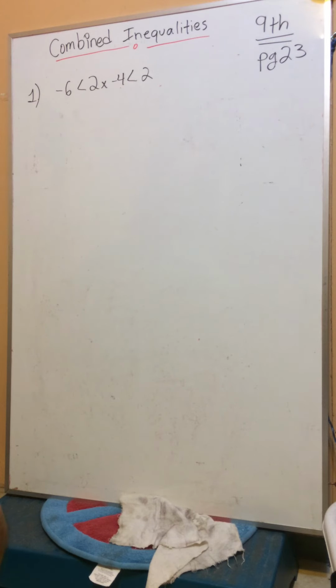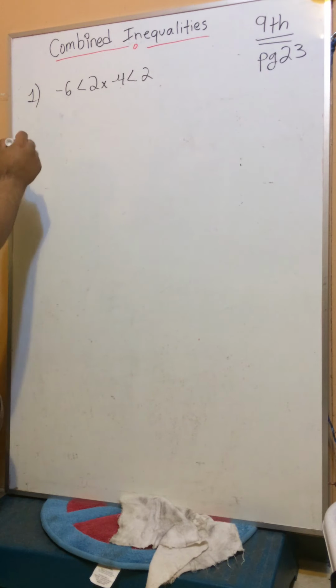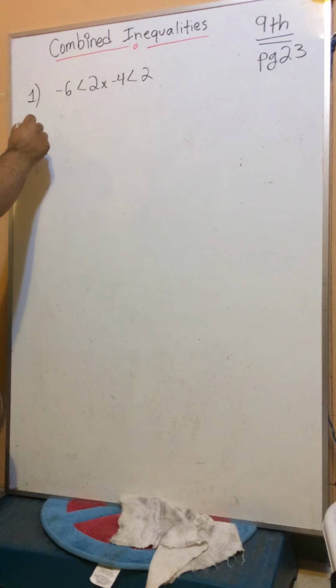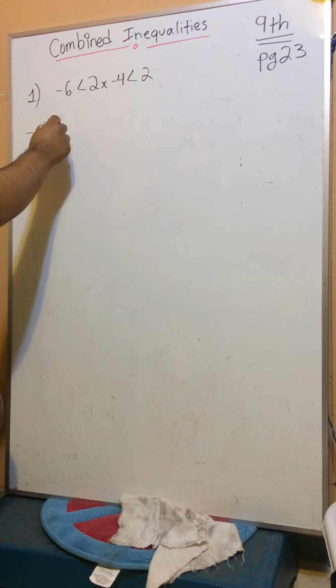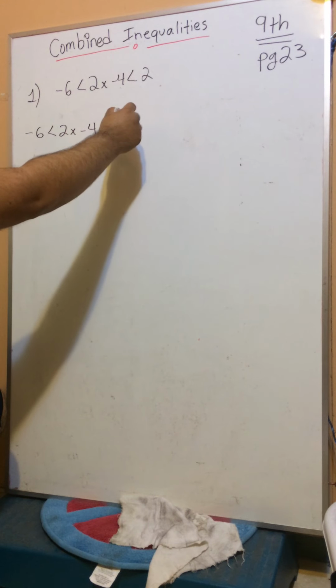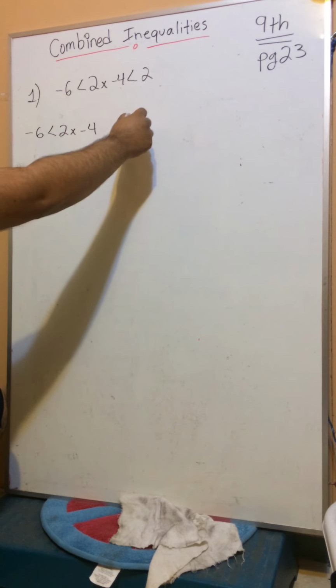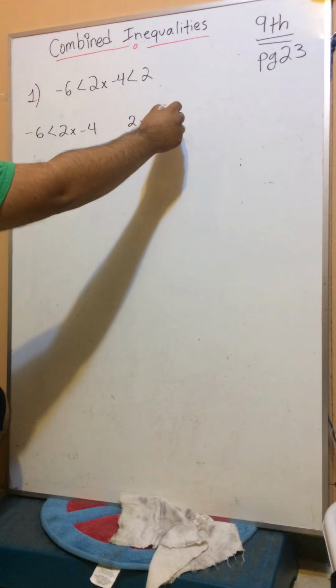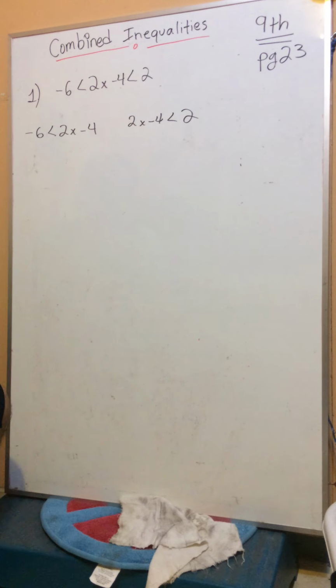So the first thing we need to do is work each inequality separately. We're going to start on this side, and we're going to take minus 6 less than 2x minus 4. And on the other side, we're going to work 2x minus 4 less than 2. So we're going to work these inequalities separately. So let's get to work.